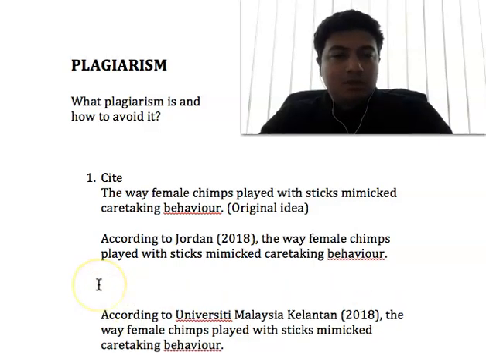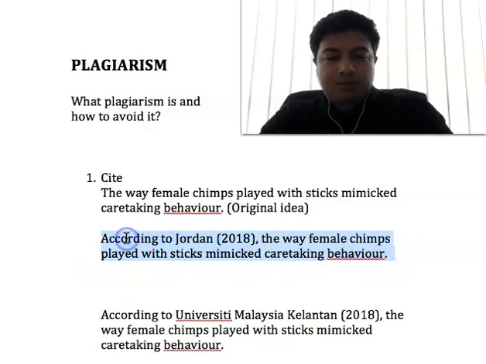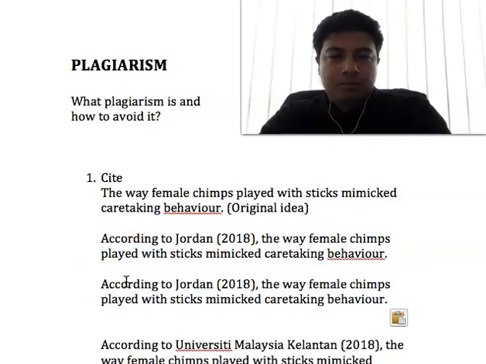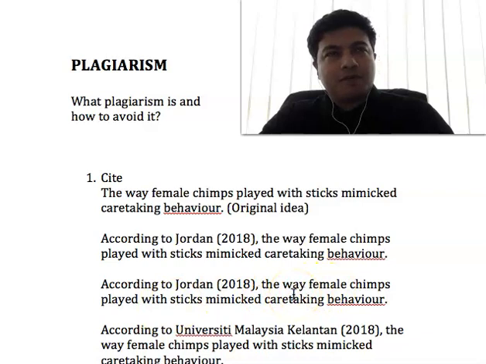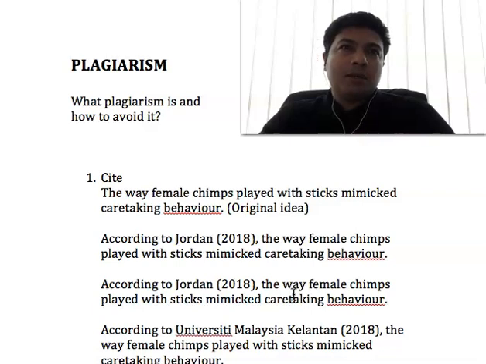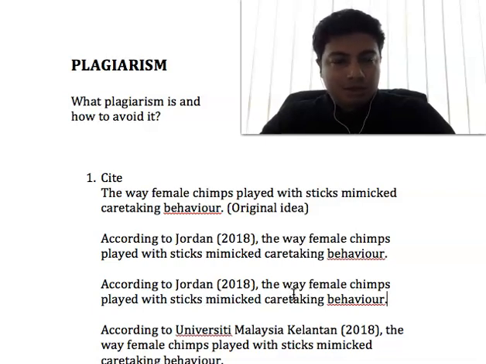So for example, if this is your sentence, what you do is you try to paraphrase. Paraphrase means you use your own words. You don't just simply cut and paste as it is, but you change the wordings. You change the sentence structure. So you use your own words. So that is better. That is the best way to cite, to have a citation.